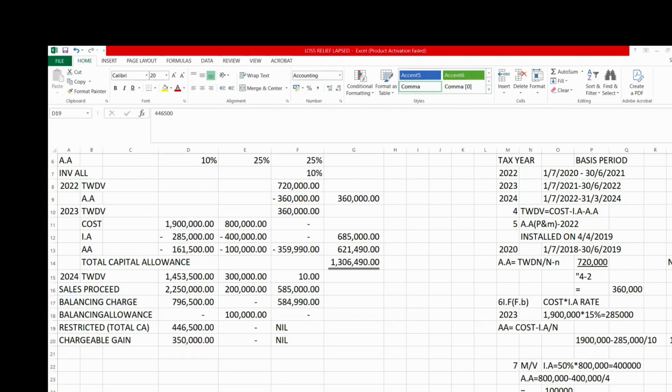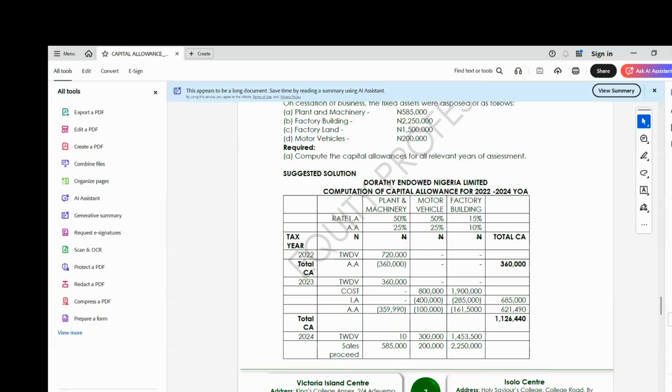Sir, please, how did we get the big N and small n? Okay, the big N and small n. The big N is the number of years to claim the capital allowance, while the small n is the number of years for which capital allowance has already been claimed.